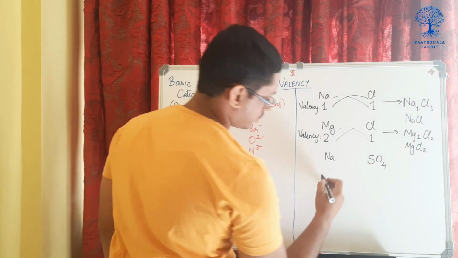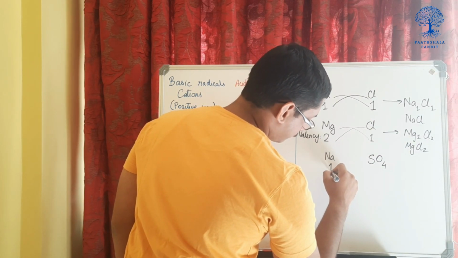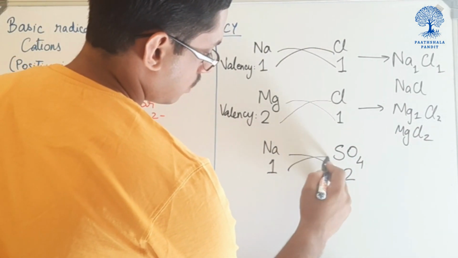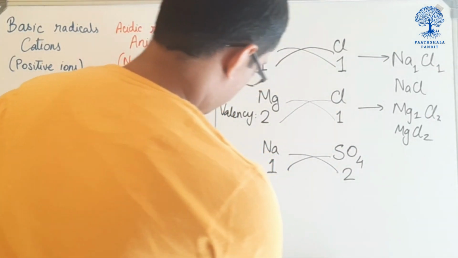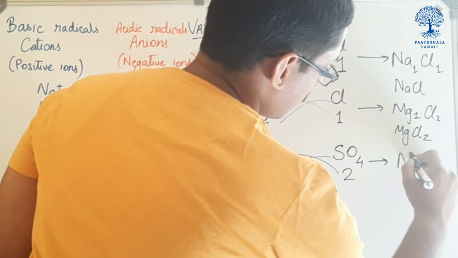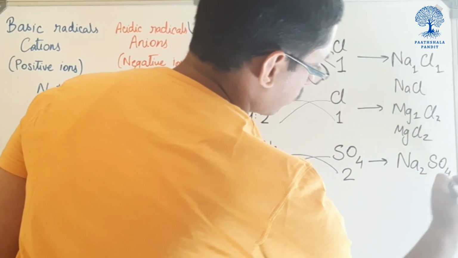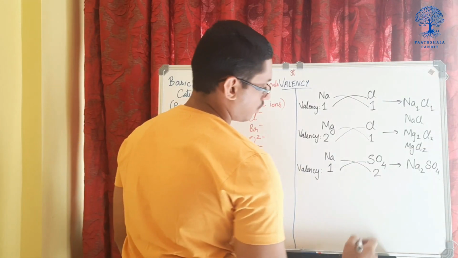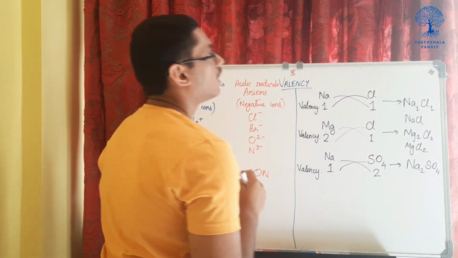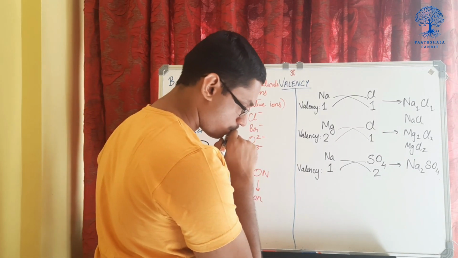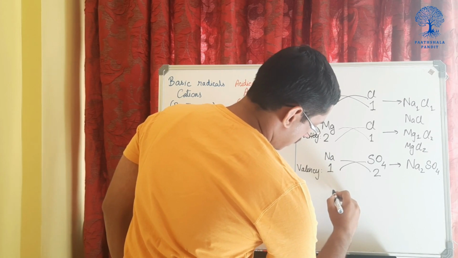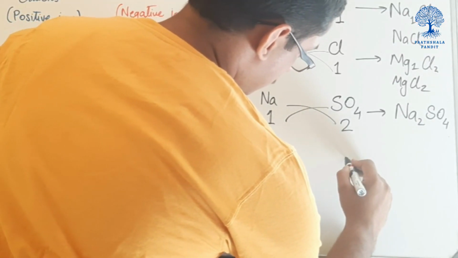Let us see it here also. This is sodium 1, this is sulfate, which is 2. Okay, cross it. Crossed, it becomes, this is valency again, it becomes Na2SO4. Okay, Na2SO4. And let me take one last example. Last example should be of, what should I take? Yes, aluminium and sulfate.